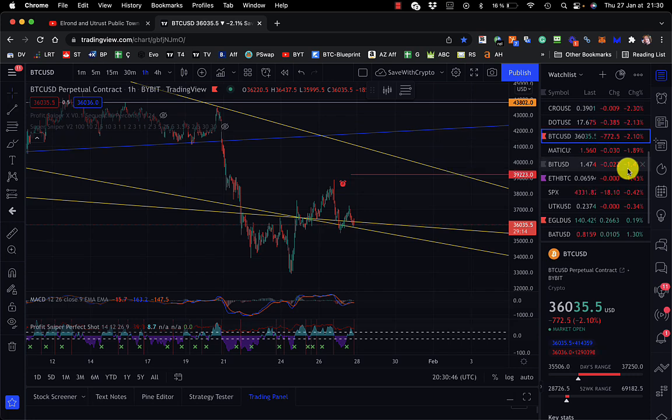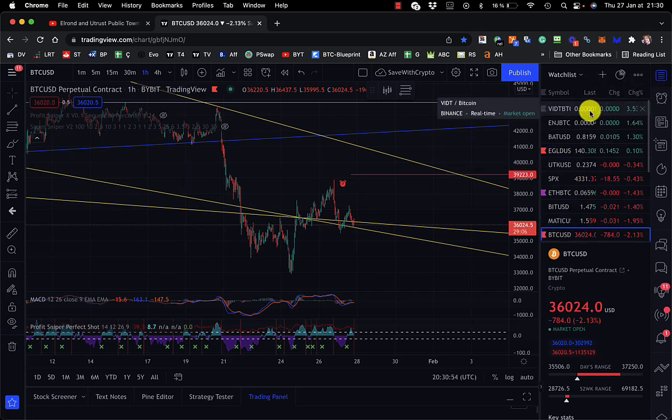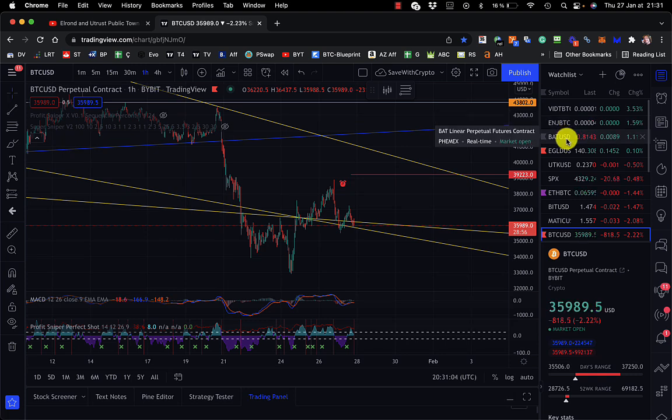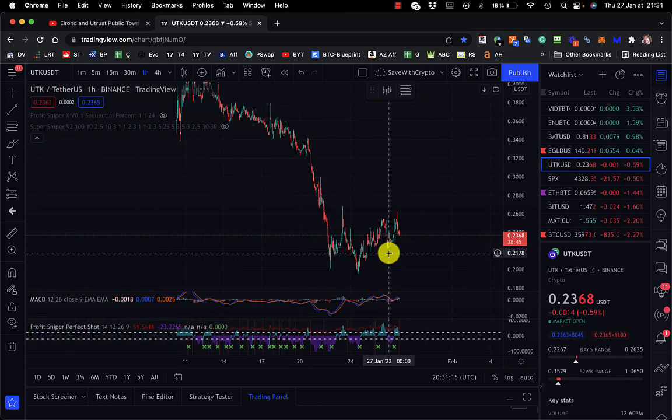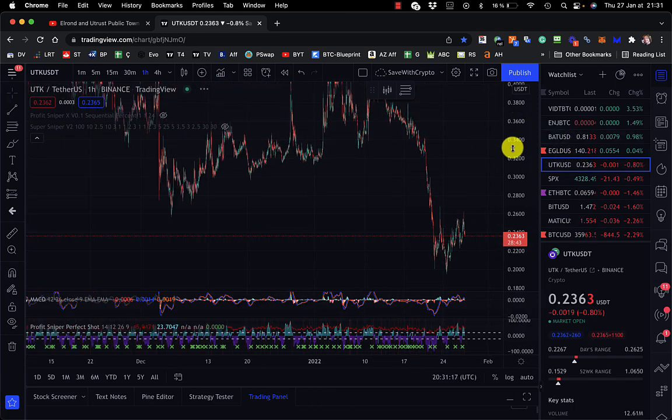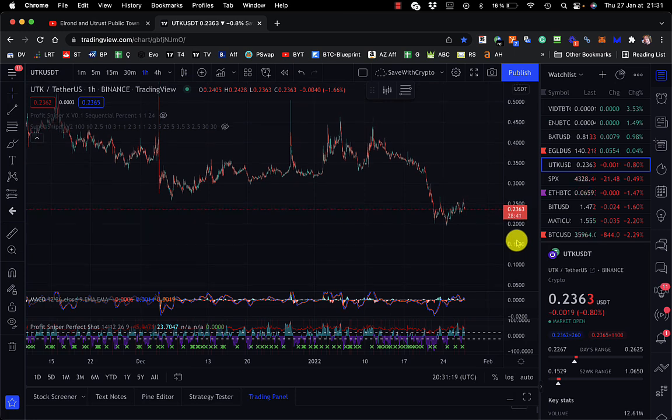On my watch list, things are up. The only green ones I've got are VidT that I talked about the other day, which is an NFT type thing for real objects, Engine, Basic Attention Token, and eGold. So that's pretty cool. And UTrust is next. UTrust is actually down quite a bit at the moment, so I think if you're going to get some, it's probably worth getting some now.